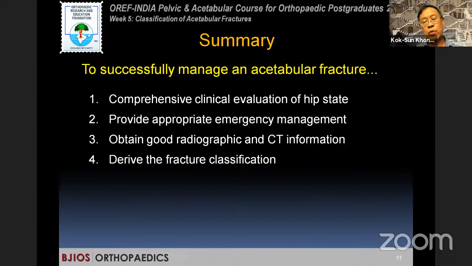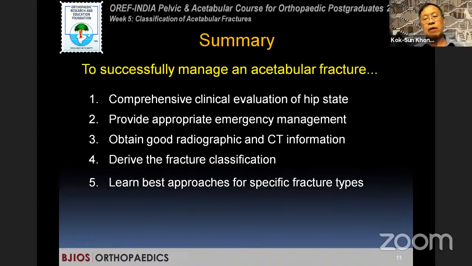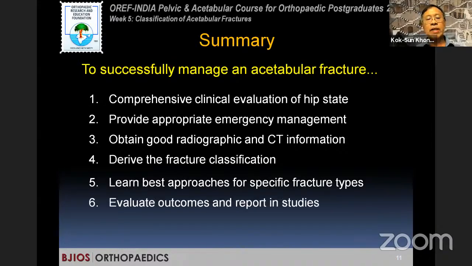And because you know the fracture classification, you can go read the textbook or watch the video on how to approach these specific fracture types. Then you must evaluate outcomes. If you don't evaluate outcomes, you will not know your personal results or your hospital's results. So when you report in studies, you have to report with the standard fracture classification, as I tried to show you. Thank you very much.